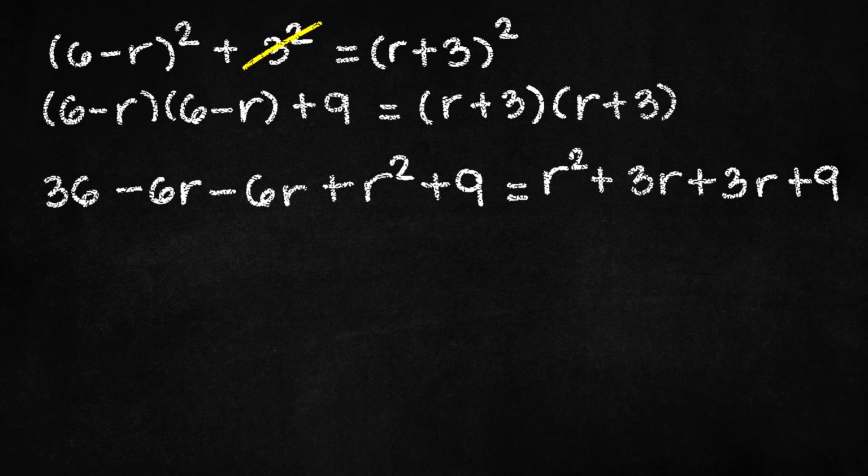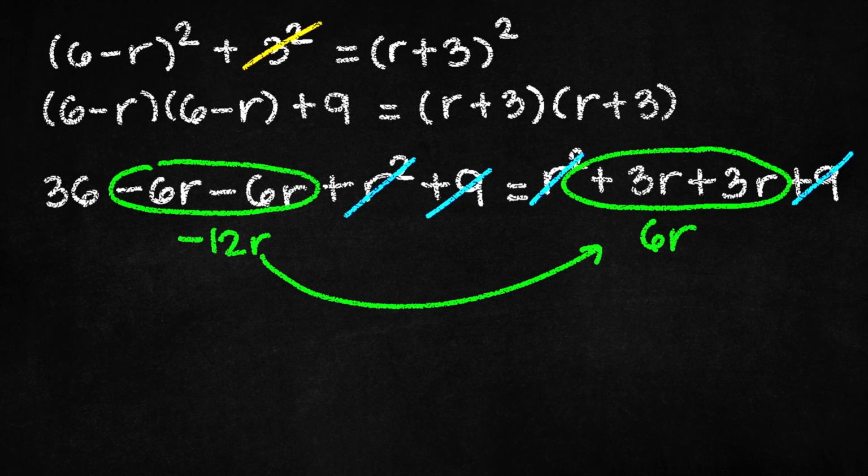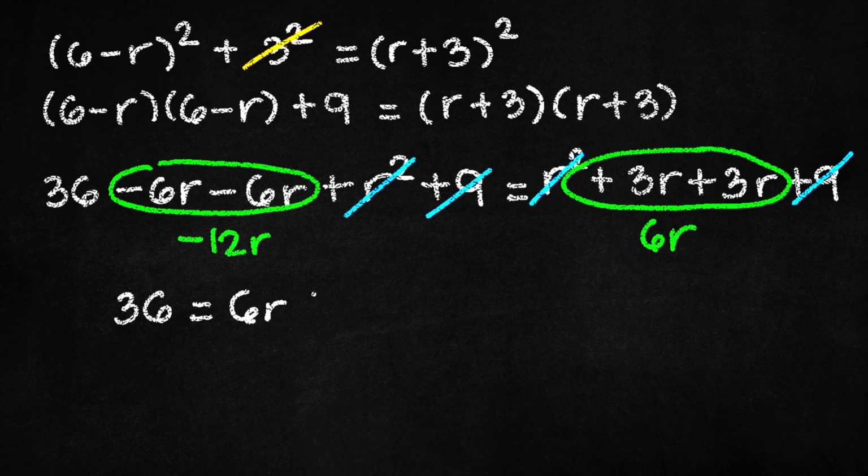Let's simplify the equation by combining and canceling similar terms. Negative 6r minus 6r is negative 12r. On both sides of the equation, cancel out r squared and also cancel out 9. 3r plus 3r is 6r. Transpose negative 12r to the other side of the equation. The equation becomes 36 is equal to 6r plus 12r. 6r plus 12r is 18r. Divide both sides by 18 to get r equals 2.